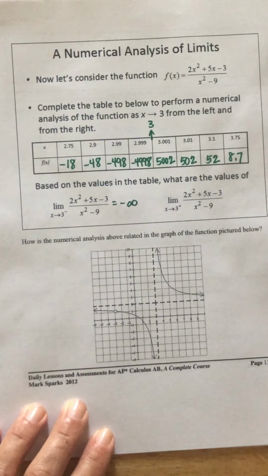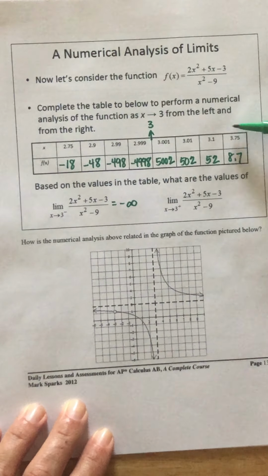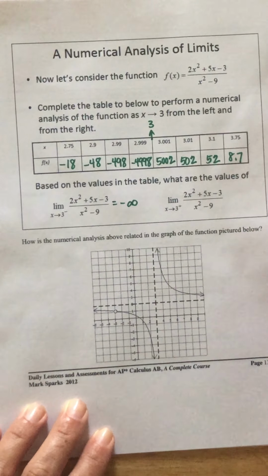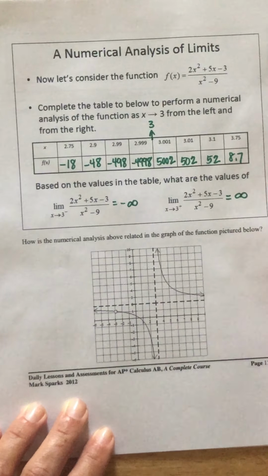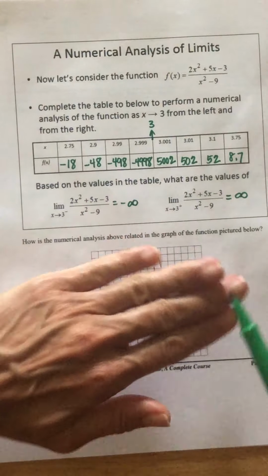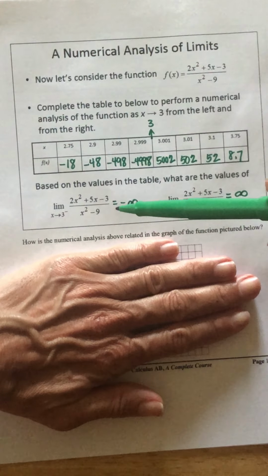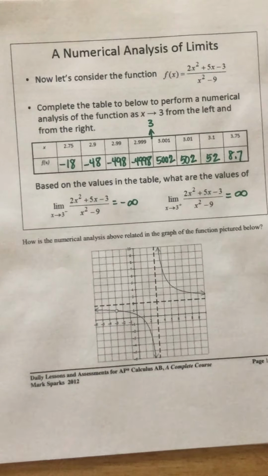And if you look at hitting 3 from the right, coming in hot, right? Here I am, 8.7, 52, 502, 5,002. I wish that was how my bank account grew. All right, anyway, it's getting more and more positive. So this is heading to +infinity. So as we're hitting 3 from the left, according to my values, it looks like it should be going down. And if I look at 3 from the right, it looks like I should be going up forever. And if you look at your picture, that confirms it. You guys already know this picture.